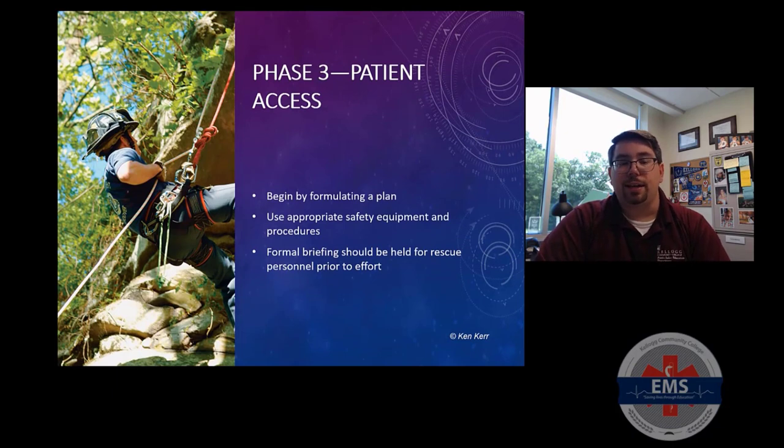Phase 3 is the patient access phase. This is begun by formulating a plan on how we're actually going to be able to get to our patient. How can we gain access? The use of appropriate safety equipment and procedures must be employed in order to ensure that all providers and patients are properly cared for in a safe and effective manner. We know that prior to gaining access to our patient, a formal briefing should be held for rescue personnel before any efforts begin. Again, communication is key to an effective rescue.